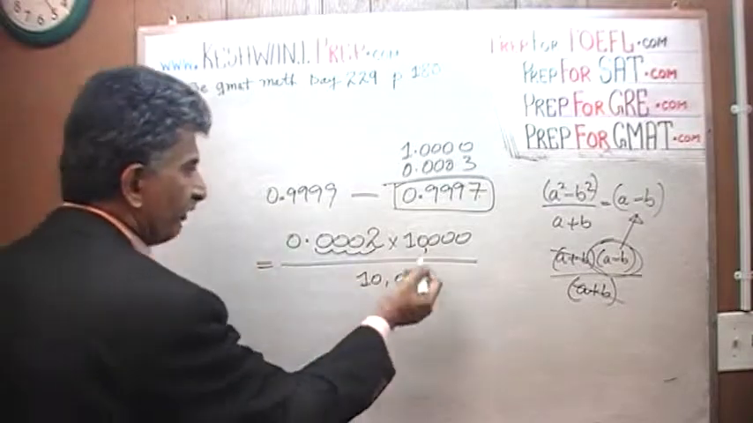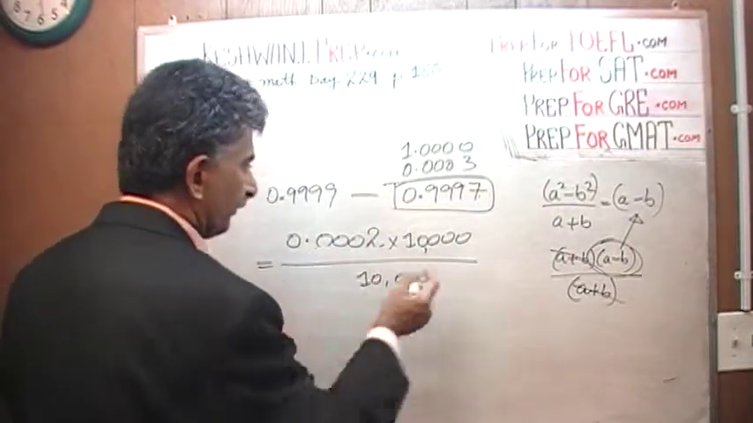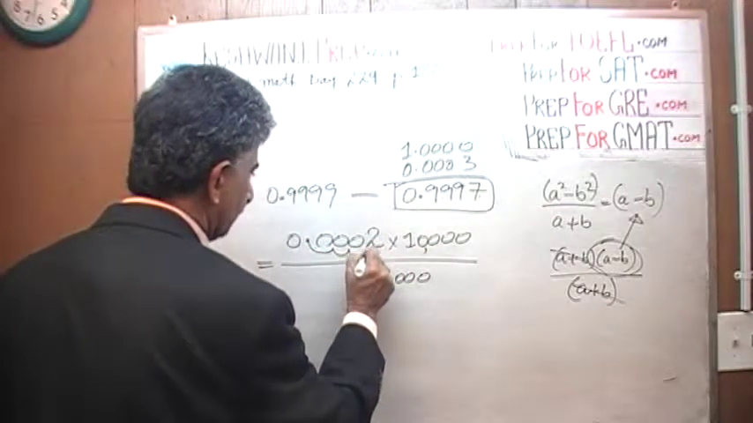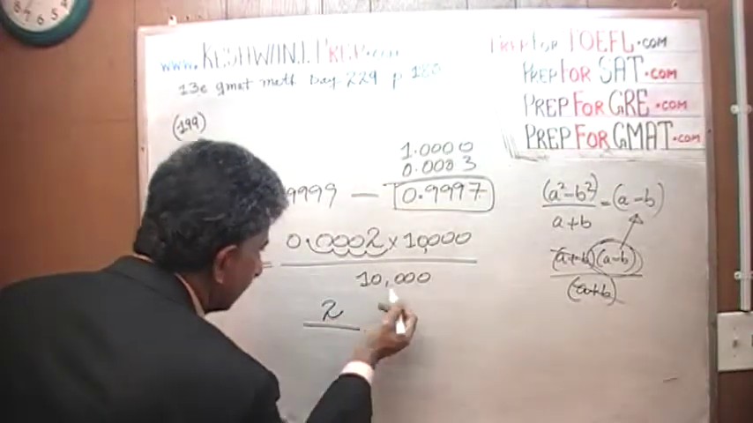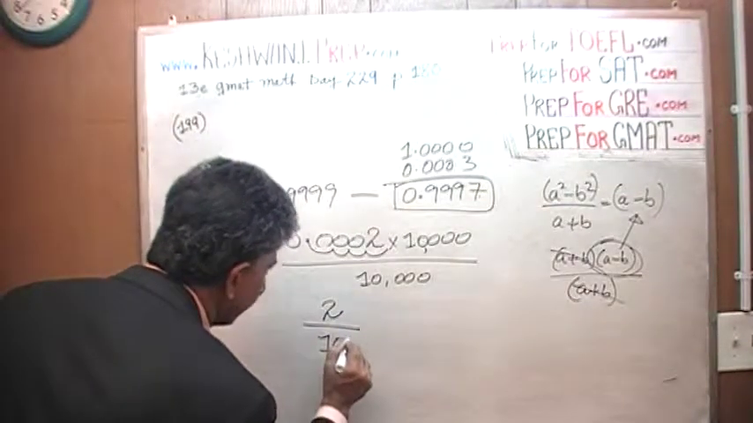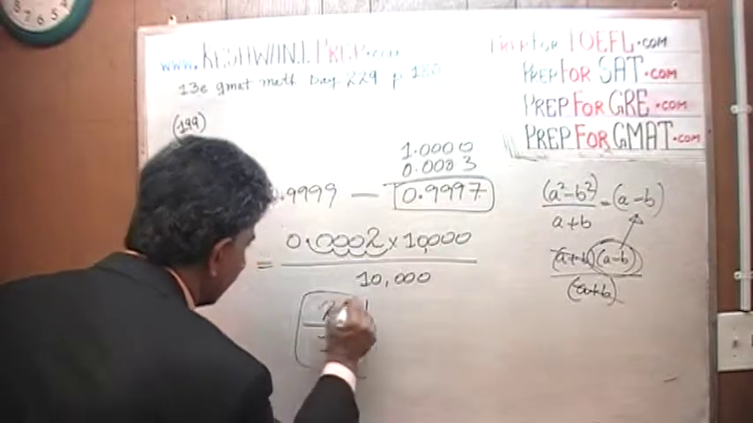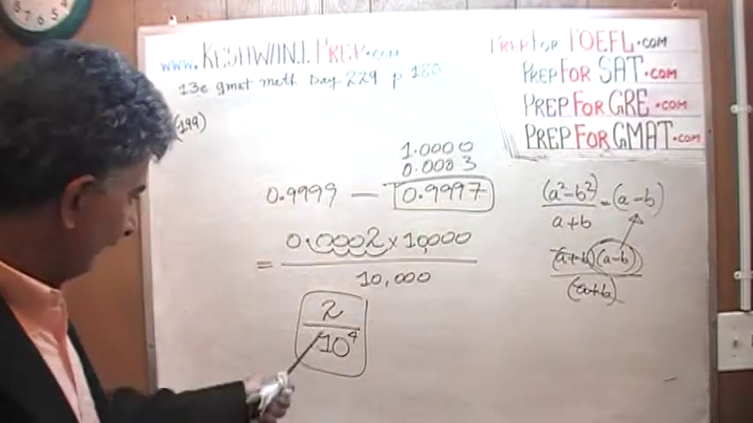And now, since it's being multiplied by 10,000, we can move the 4 decimal places. Because it has 4 zeros, we can move the 4 decimal places. So the decimal place is going to move 1, 2, 3, and 4. The top becomes 2, and the bottom becomes 10,000, which can be written as 10 raised to 3 or 4? 4. 10 raised to 3 is 1,000. 10 raised to 4 is 10,000. That's your answer.